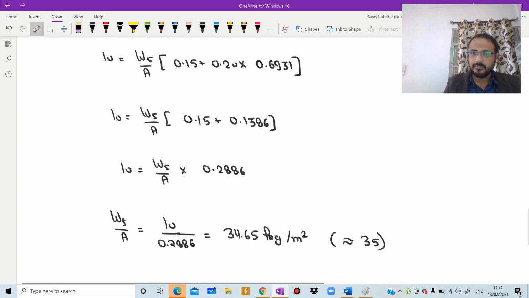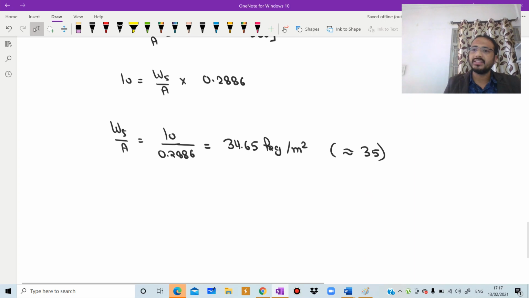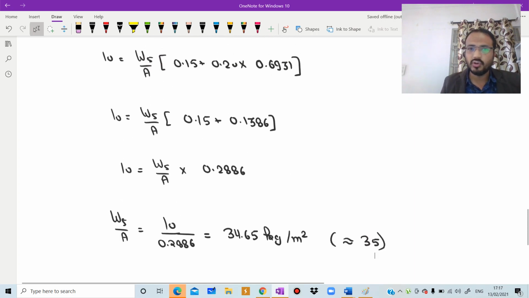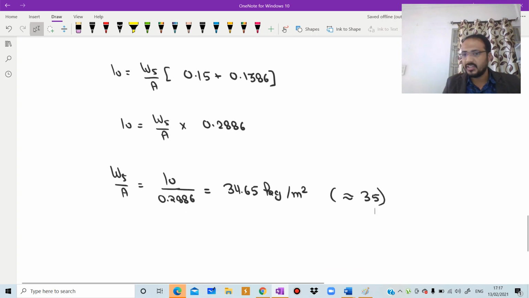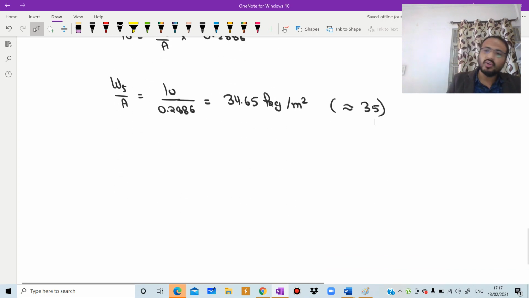So this was a very simple question, directly conceptual and formula based. If you know this formula, then this question is very easy for you, and if you don't know, then it is difficult for you. I hope you enjoyed the solution of this question also.